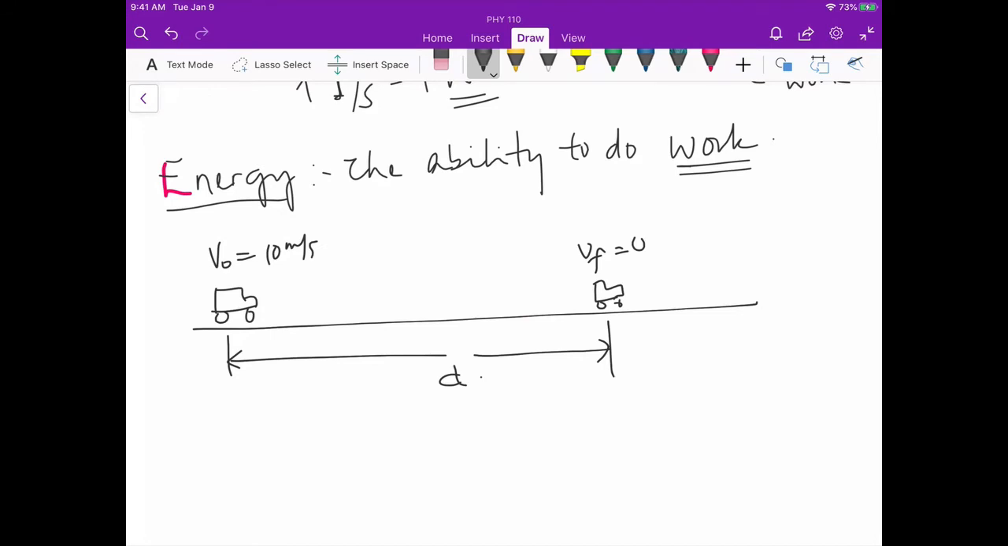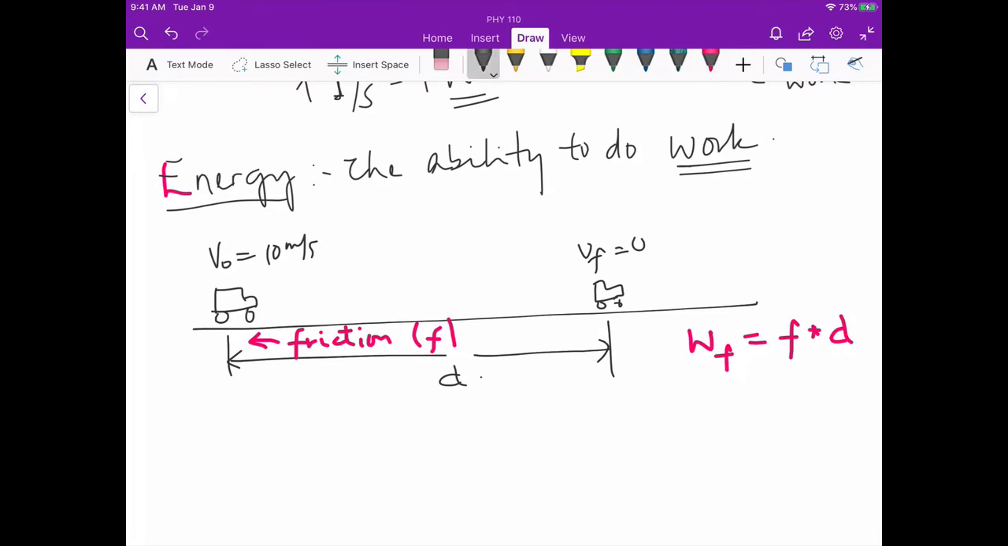Now there was friction that helped you to stop it. So there is work done by friction, which can be considered as friction times distance: how much friction you had multiplied by distance. Then I'm going to come to the energy concept.